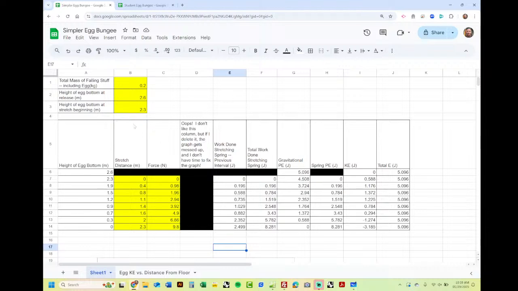So I'm going to walk you through how to set up the formulas in all these cells. I'm not going to give you the formulas. I'm just going to talk about what to do. So first, let me explain what these things mean. Total mass of stuff falling, height of egg bottom at release, height of egg bottom at stretch beginning.